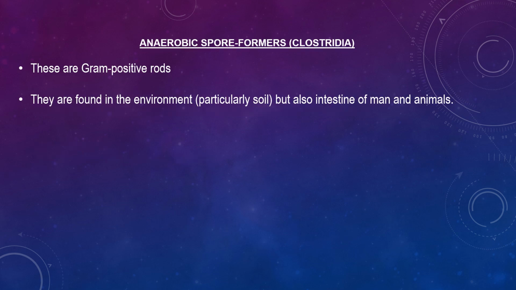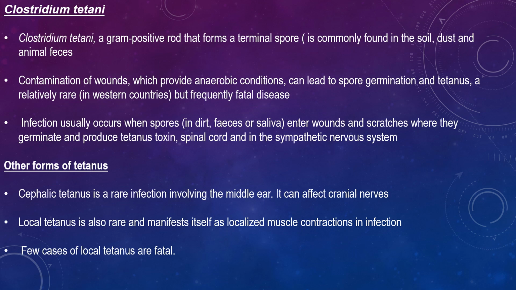Anaerobic spore formers such as Clostridia are gram-positive rods, and they are found in the environment, particularly soil, but also in the intestines of man. So here is one example: tetanus, caused by Clostridium tetani. Clostridium tetani is a gram-positive rod that forms a terminal spore and is commonly found in soil, dust, and animal feces. Contamination of wounds, which provide anaerobic conditions, can lead to spore germination and tetanus, which is relatively rare in Western countries but a frequently fatal disease.